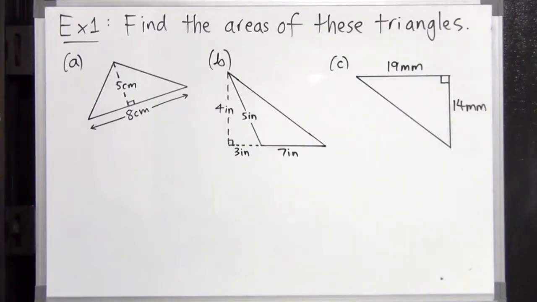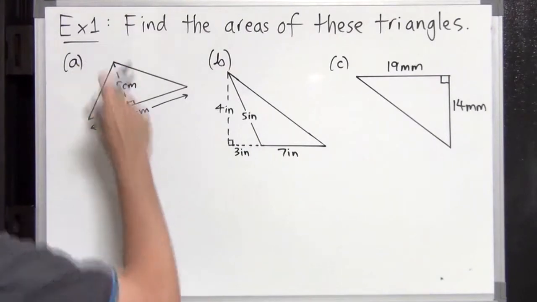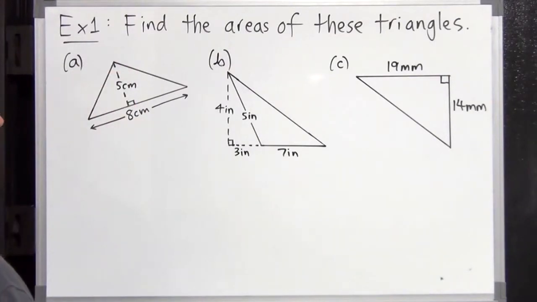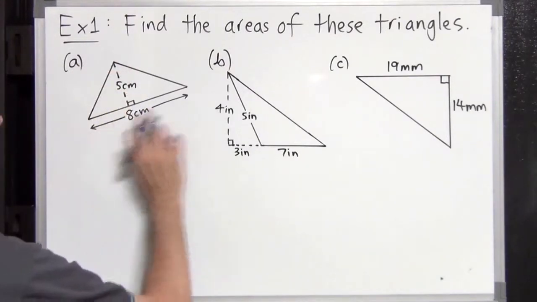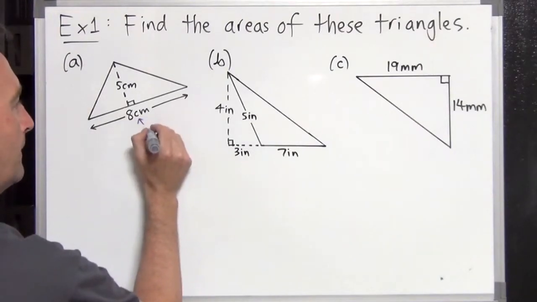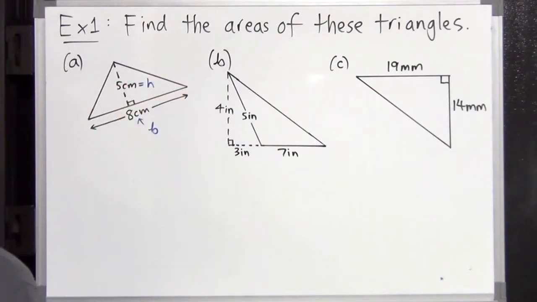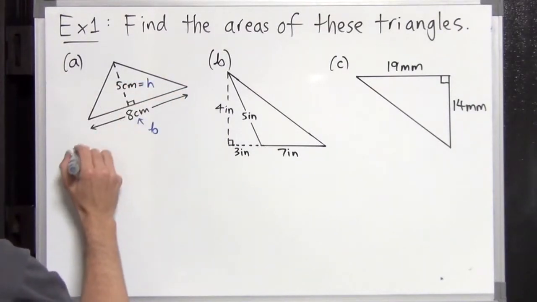We're going to try 3. First one here, we have a triangle, and we already have our altitude line drawn. We've got our perpendicular height, 5 centimeters, and our base is 8 centimeters, just like the formula said. So this is going to be our b value, and this is going to be our h value. We have our perpendicular height, so straight into the formula.